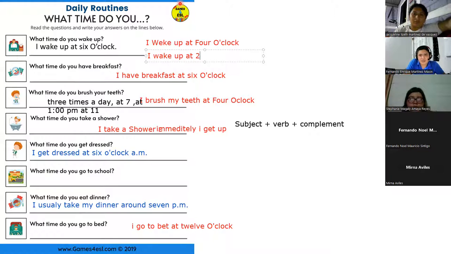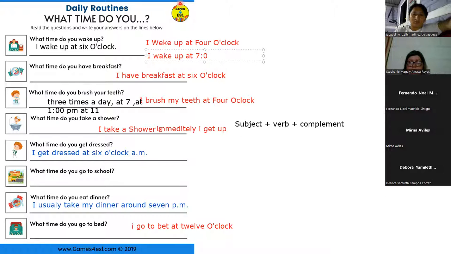What time do you have breakfast? No, I'm sorry. I wake up at what time? What time do you wake up? What time? I wake up at 7 o'clock. At 7, okay. At 7 o'clock. At 6 o'clock. Oh, all right. At 6 o'clock. Very good. At 6 o'clock. Very good.